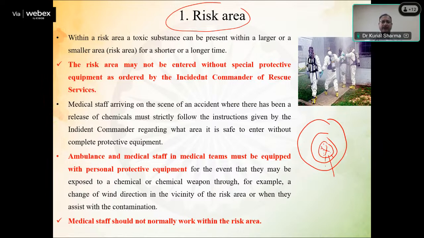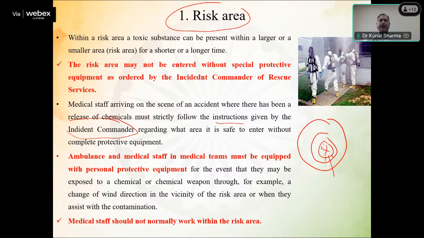Medical staff arriving on the scene of an accident where there has been a release of chemicals must strictly follow the instructions given by the incident commander regarding what area it is safe to enter without complete protective equipment. We have some equipment and technologies where we can ascertain the downwind and where the chemicals are being leaked, but not in the case of a confined space, where we cannot say how much chemical exposure there is in the particular zone. So in that case, it is very important that the incident commander plays a big role.